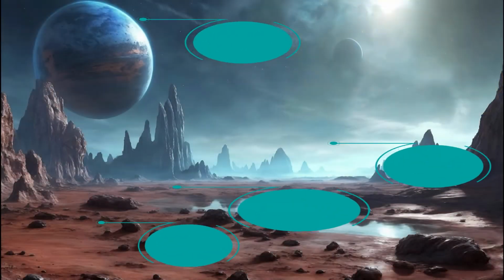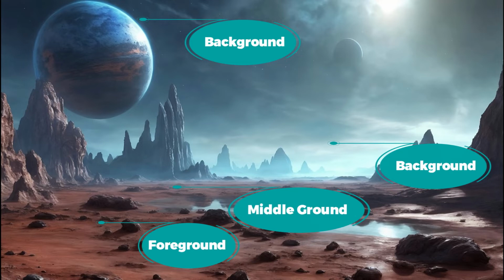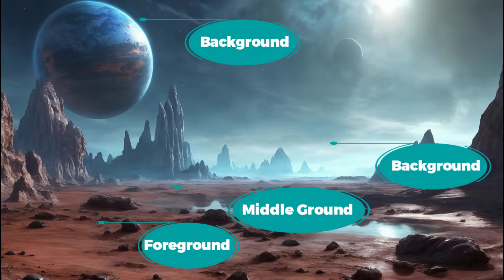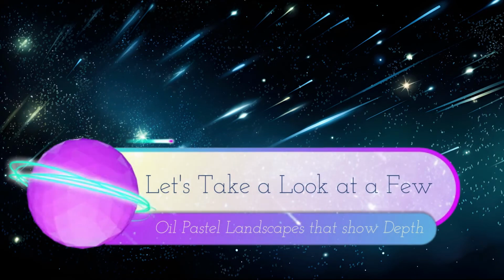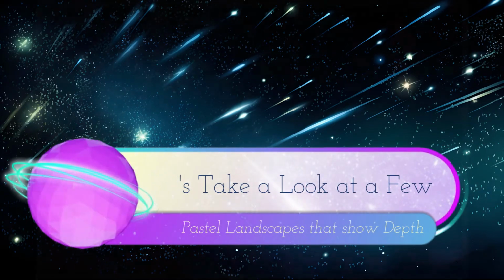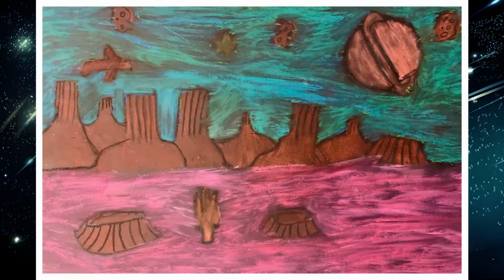Taking a look at this landscape, you can clearly see the foreground, middle ground, and background. There's also things showing up in the far, far background, like this planet and the moon, that are even further away. Let's take a look at a few oil pastel landscapes that show all three: foreground, middle ground, and background.